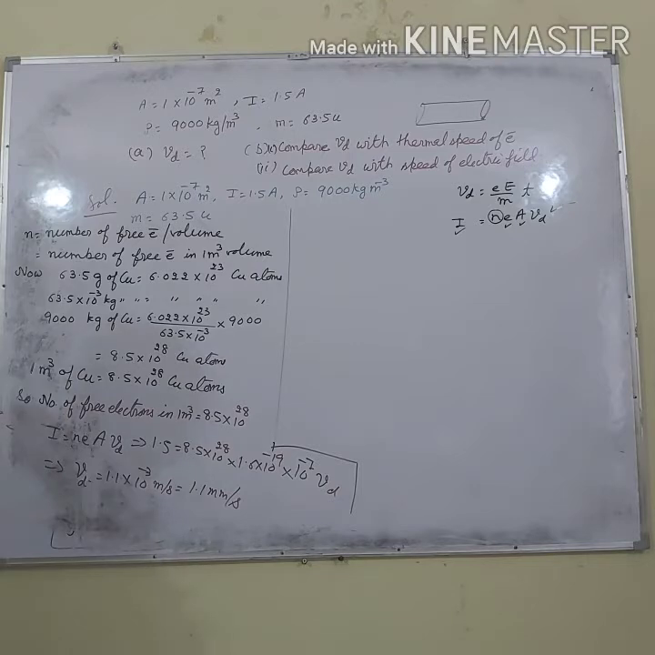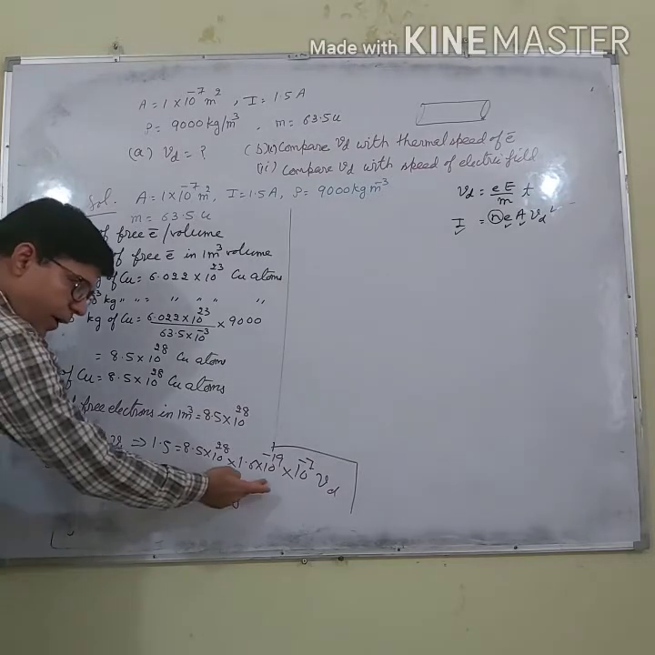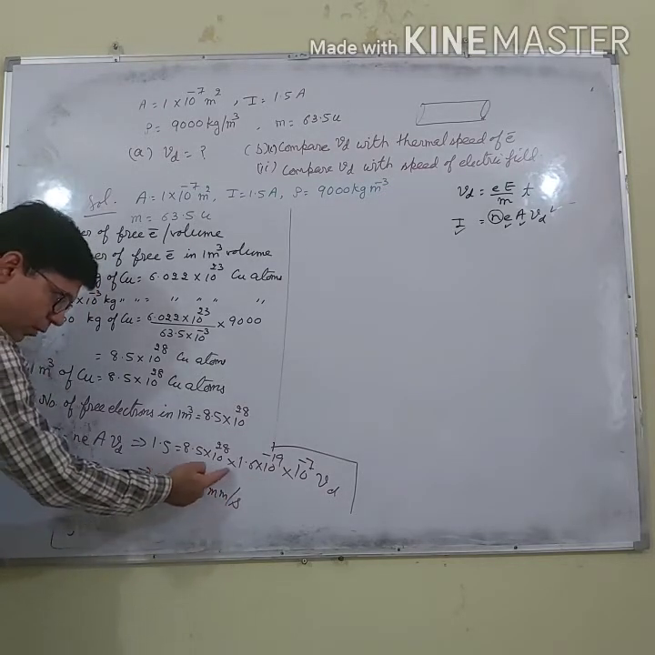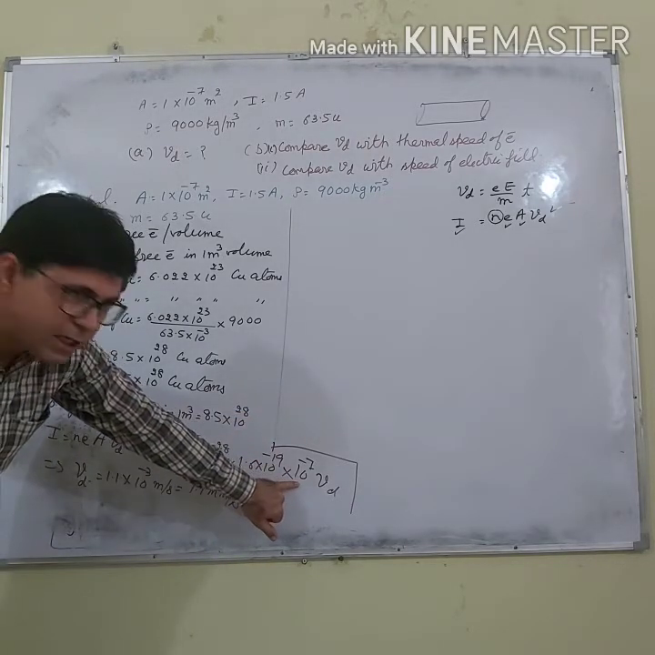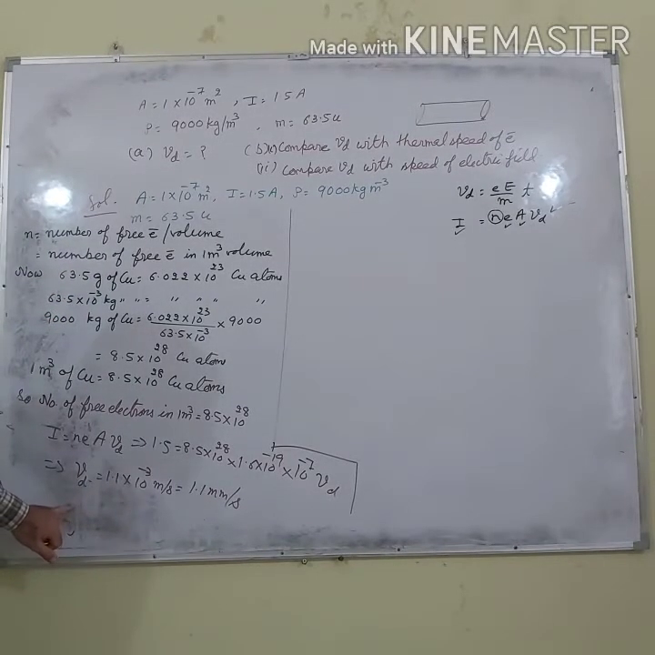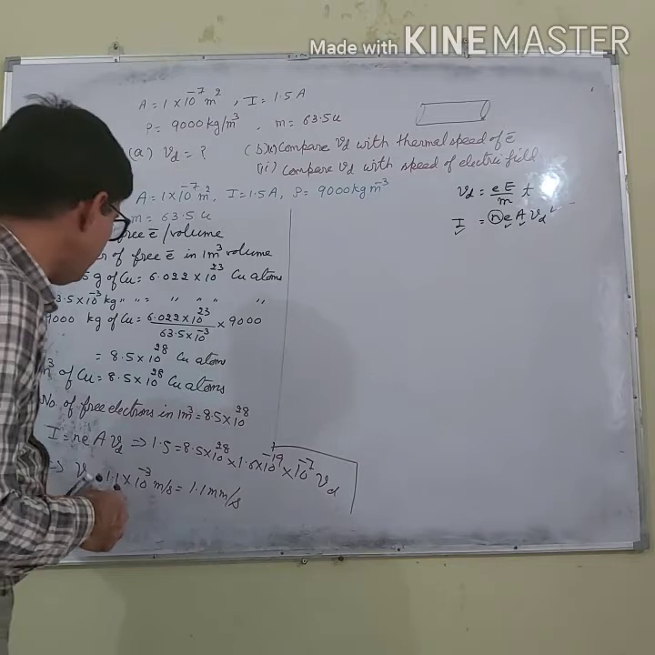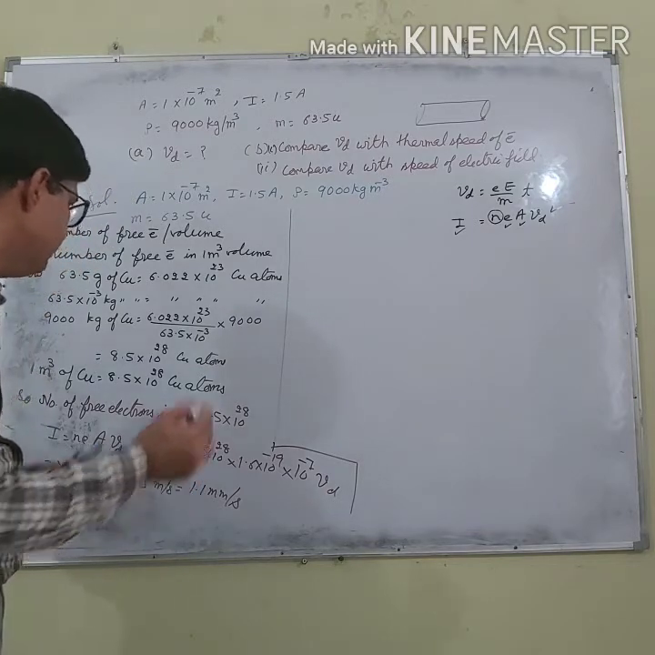So you can see that drift velocity depends on the area of cross section. If the area of cross section is more, drift velocity will become less. So let us move further.